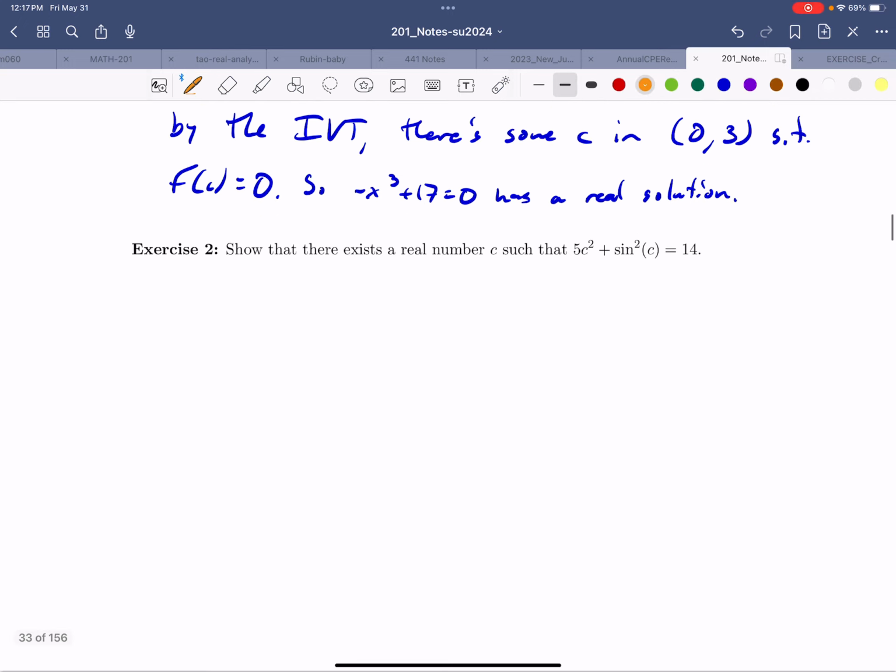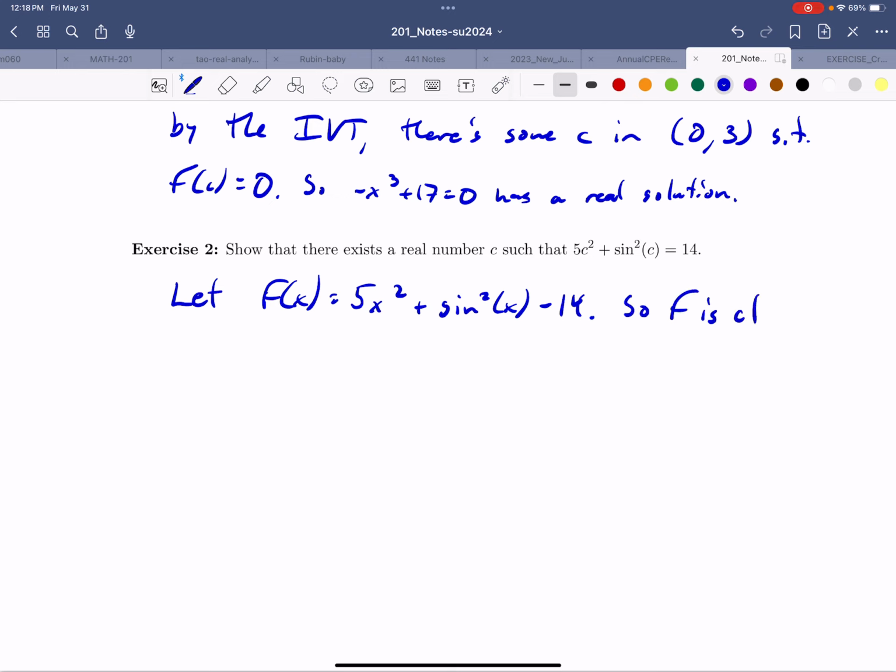Here, you can do this one of two ways. You can let f of x equal 5x squared plus sine squared of x, and then show that there's a value less than or greater than 14. Or you could just subtract 14 and then do the same thing we've always been doing at 0, right? So anyway, f is continuous, right? It's continuous everywhere, right?